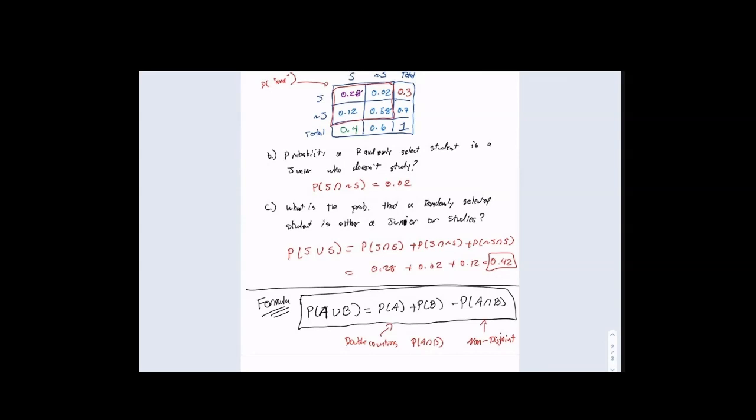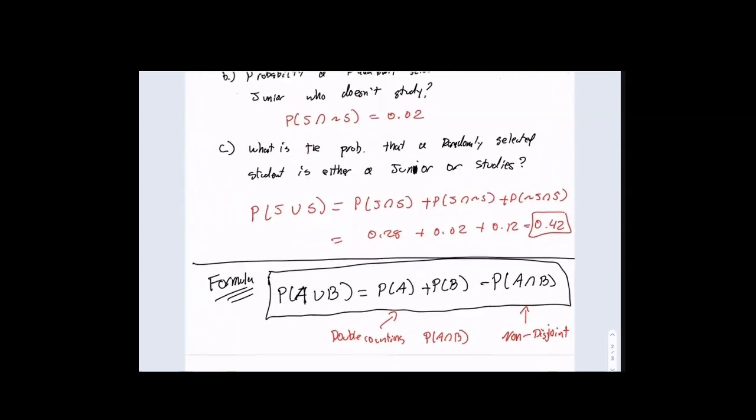So we have to be careful that we don't put 0.7 on this answer, because that double counts juniors and studiers. So there are 2 ways to go about doing this problem. You can use this new formula: I add the 0.3 and 0.7, and then I subtract the 0.28. Or I realize that those 3 boxes, those 3 outcomes, and I just add those 3 outcomes together, and I get it. Now, we will be utilizing this formula a little bit more next week.